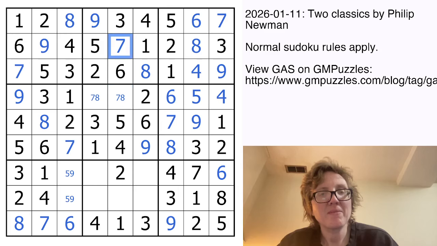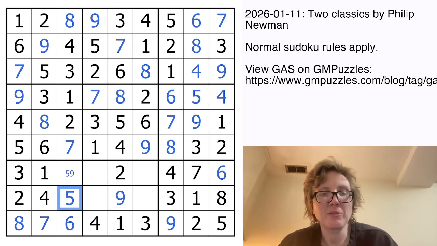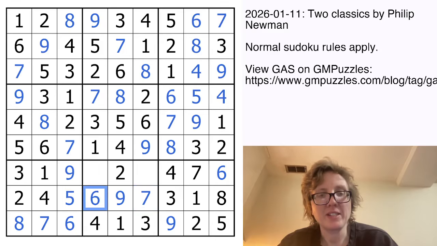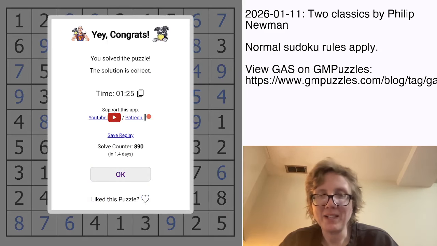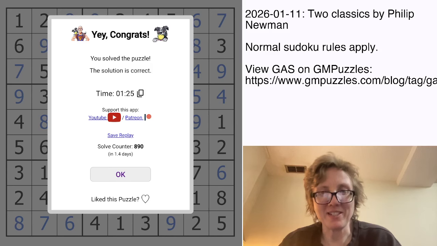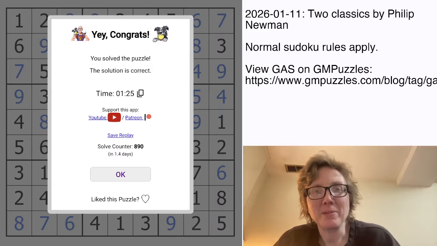We have a 7 here, which resolves the 7, 8 pair. The last digit in this column is a 9, which resolves the 5, 9. These two cells have to contain 7 and 6. And these two cells have to contain 5 and 8. And that is how you solve Philip Newman's Oceans 45, the first of his two given digit heavy classic Sudoku for the 11th. Here's the other one.